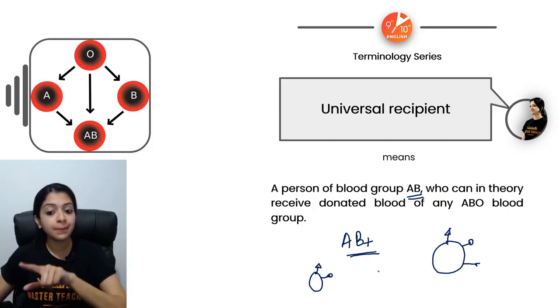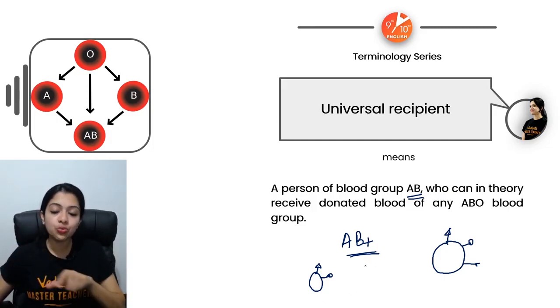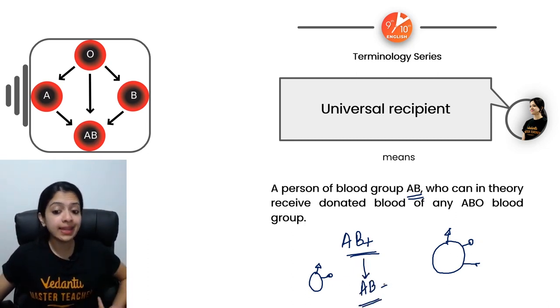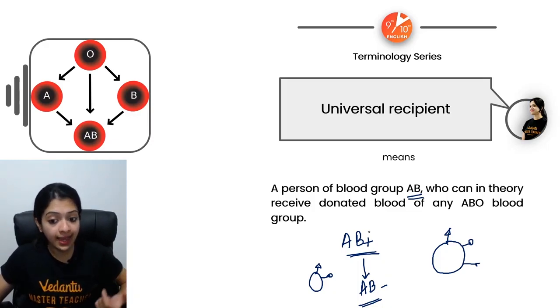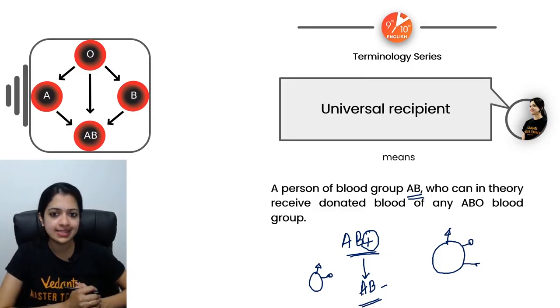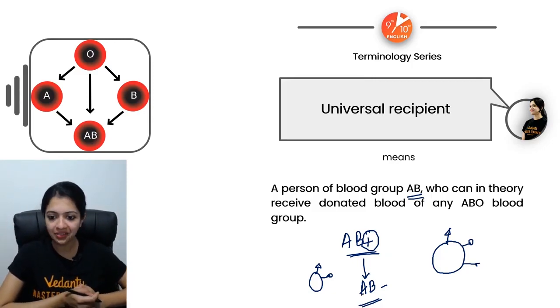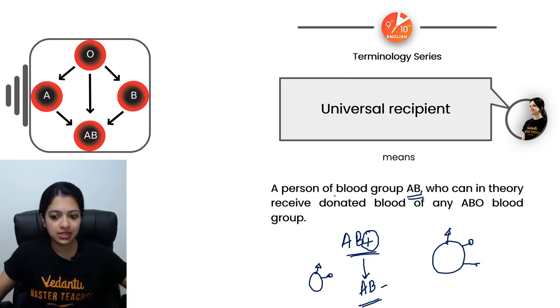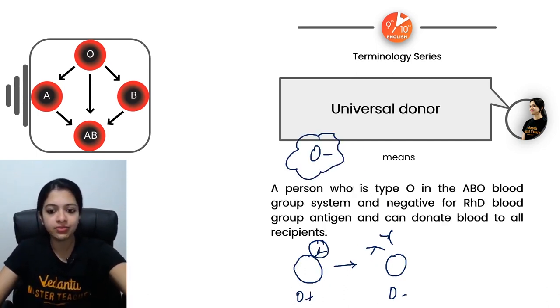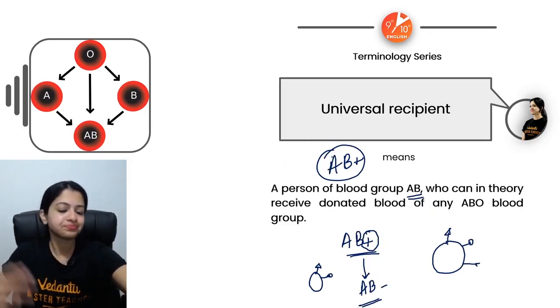So if at all an AB positive person donates to an AB negative person, what do you think would happen? The AB negative recipient's blood recognizes the Rh antigen as foreign and antibodies would be formed against it, possibly leading to a dangerous situation, right? So this is it. AB positive is the universal recipient. O negative is the universal donor.